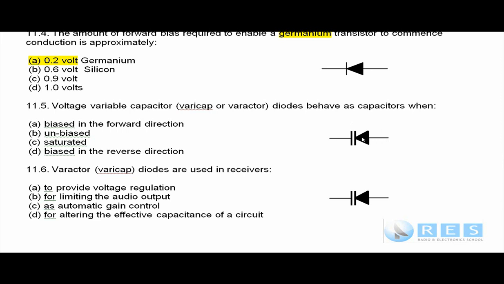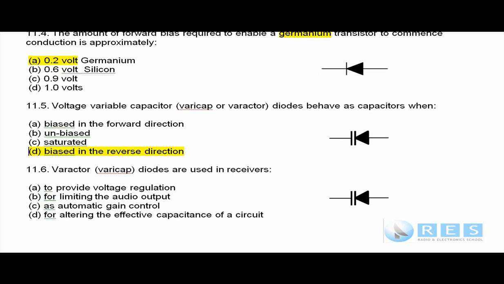It's the voltage across them, and there's a dielectric material inside them. I'm not going to explain that to you, but that gives us a voltage variable capacitor. So the answer to this is that voltage variable capacitors, varicap or varactor diodes, behave as capacitors when they are reverse biased. And you need to know that, and you need to know that varicap diodes or varactor diodes are used to change the effective capacitance in a circuit by varying a voltage.